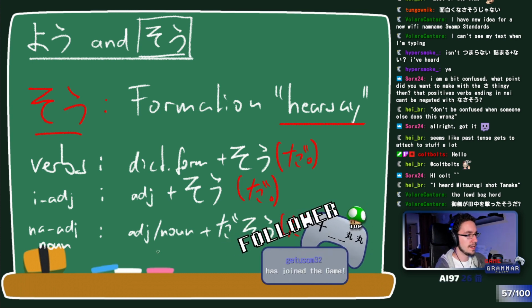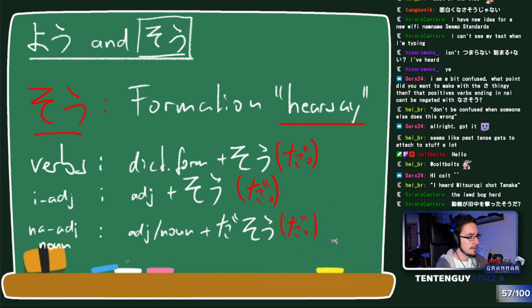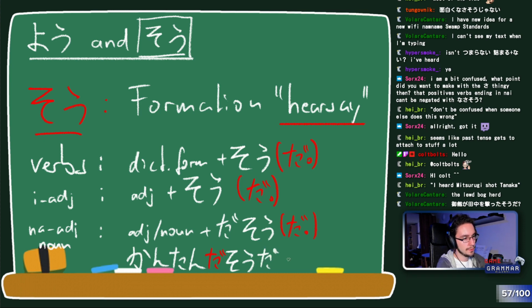So, an example here would be, from earlier, we had kantan, right? Kantan being easy. Kantan da soda. This is kind of the new part, right? We add da soda. Again, contrast this to the other version we had before. Kantan soda: it seems easy to me. Kantan da soda: I was told it's easy.